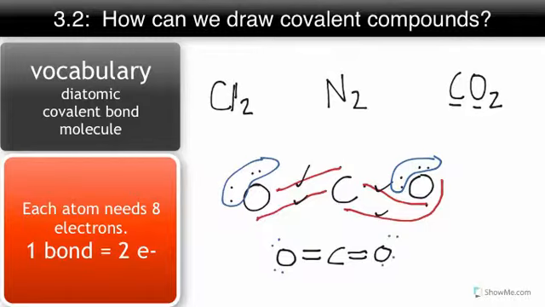Now we're going to verify the number of electrons on each element. On the oxygen on the left, 1, 2, 3, 4, 5, 6, 7, 8. Check. Carbon, 1, 2, 3, 4, 5, 6, 7, 8. Check. Oxygen on the right, 1, 2, 3, 4, 5, 6, 7, 8. That also checks. This is carbon dioxide.